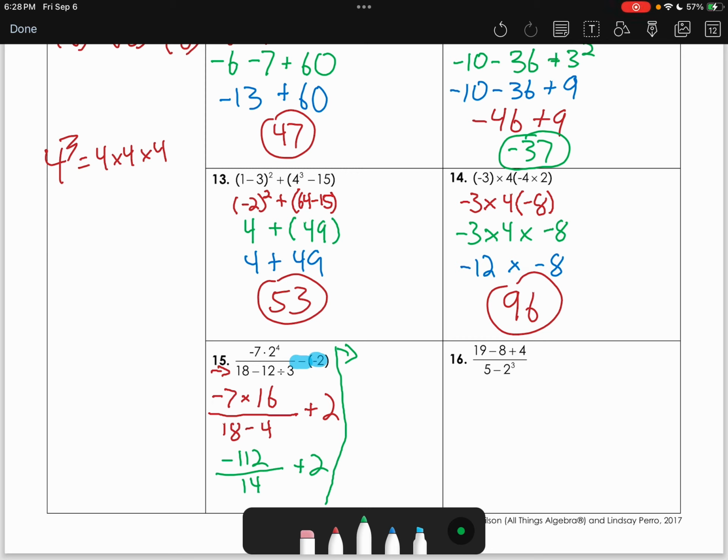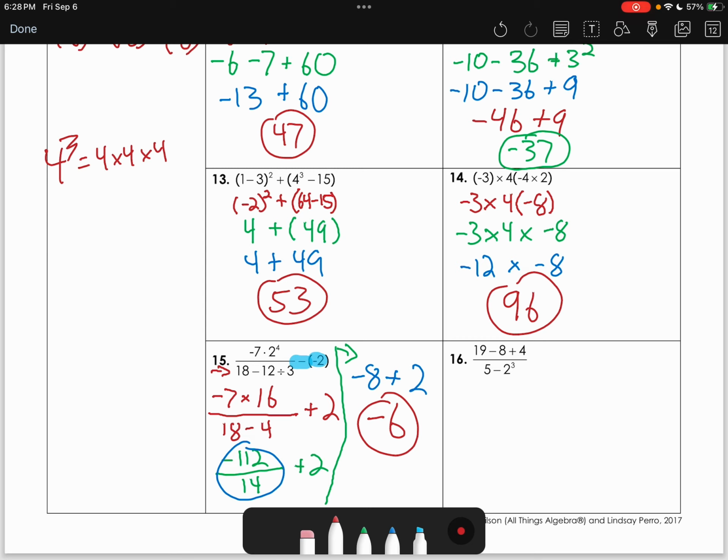So we have -112 divided by 14. So let's figure out what that is. And when we do that, we get the answer of -112 divided by 14 is going to get us a -8. It's going to be -8. So that was this portion. Now we have to add the addition symbol and our 2. So -8 plus 2 will get us an answer of -6. And that's the answer you should get.